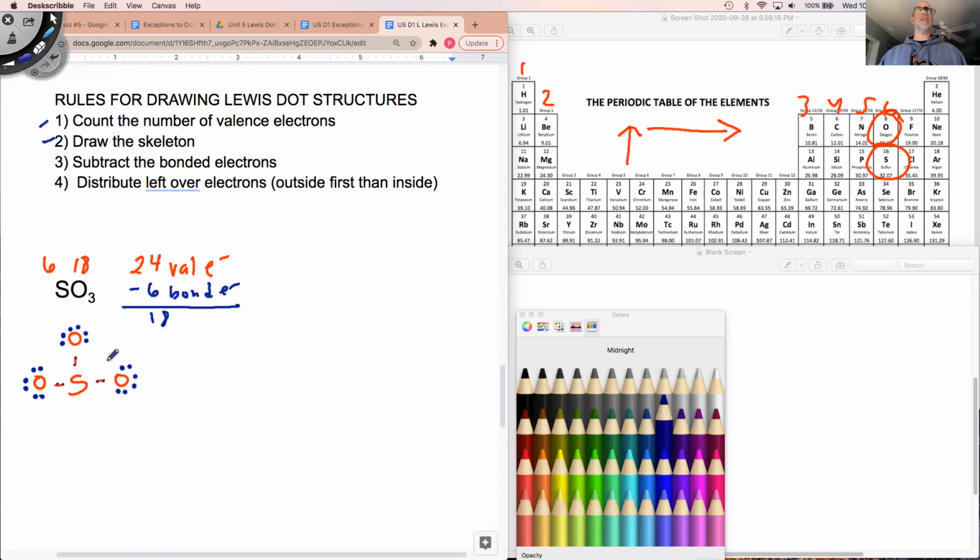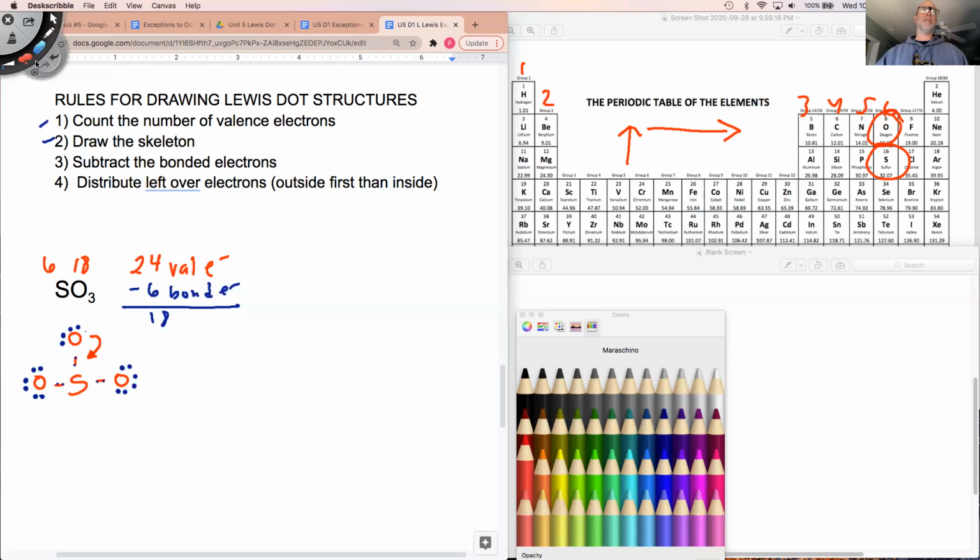Are all of the oxygens happy? Yes, all the oxygens have 8. Is the sulfur happy? No, the sulfur is not happy. Why? Because this sulfur only has 6 electrons and the sulfur needs to have a minimum of 8 electrons. So what's going to have to happen? Something that we did before, right? The oxygen is going to have to share the electrons. The oxygen is going to share 2 of those electrons. We're physically going to erase 2 of those electrons.